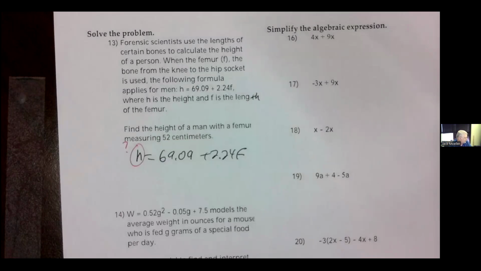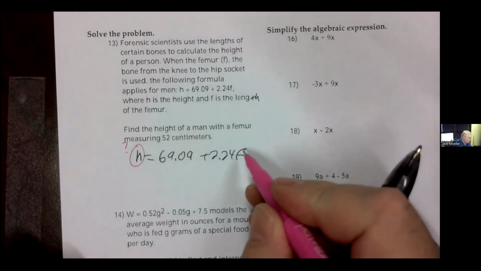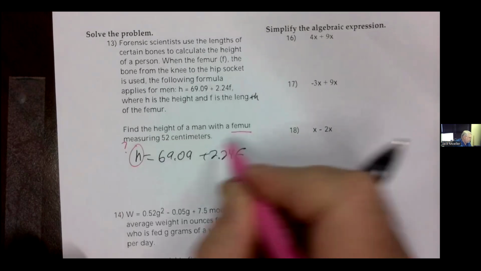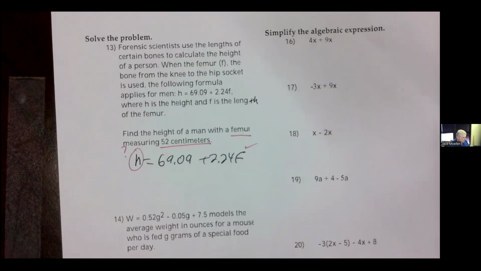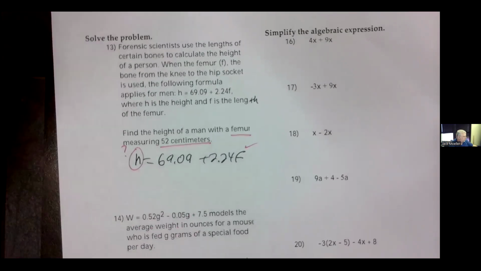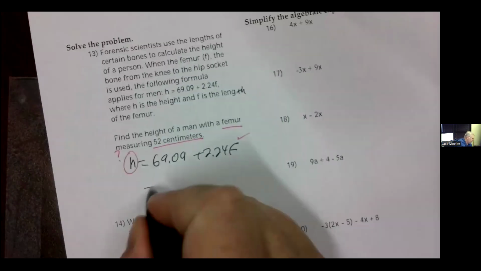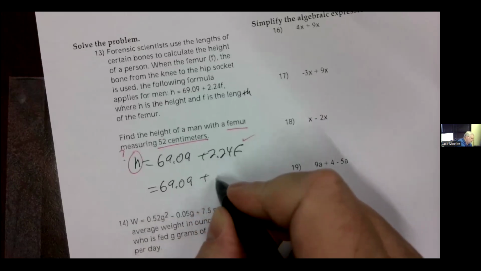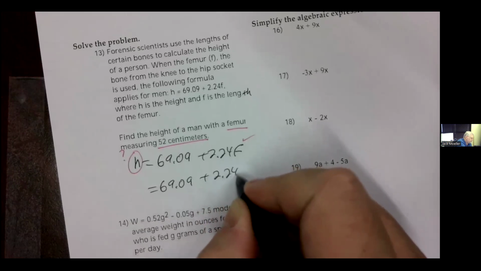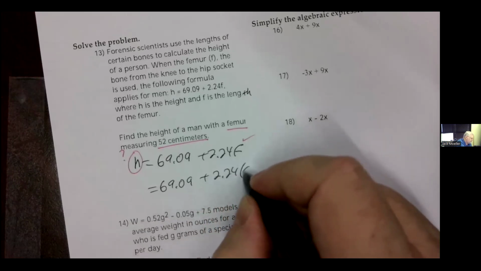So if we're going to find height, we need to know F. What do we know about F? Well, the femur measures 52 inches, so we know F. H is the only thing we don't know, so we plug in F. So H is equal to 69.09 plus 2.24 times F. Now F is 52.